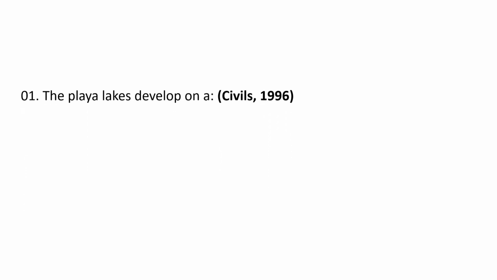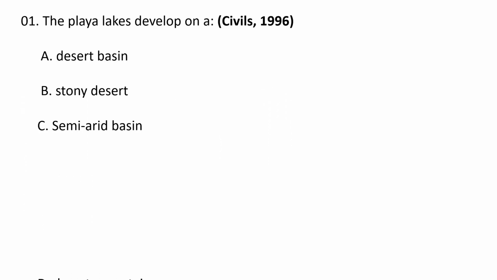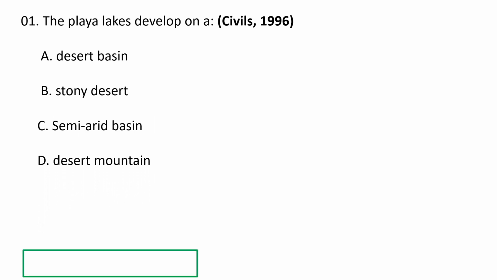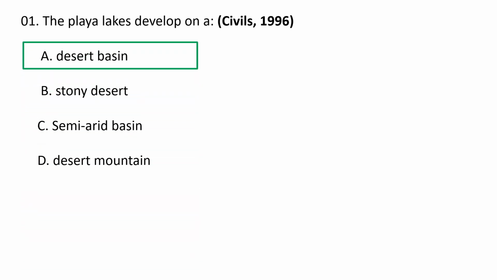The playa lakes develop on A, desert basin, B, stony desert, C, semi-arid basin, D, desert mountain. The correct answer is A, desert basin. Dry lake beds in arid basins or valleys are known as the playa lakes, and these are formed when water from a lake evaporates, and evaporites are the minerals that are left behind after the water evaporates. So A, desert basin is the correct answer.